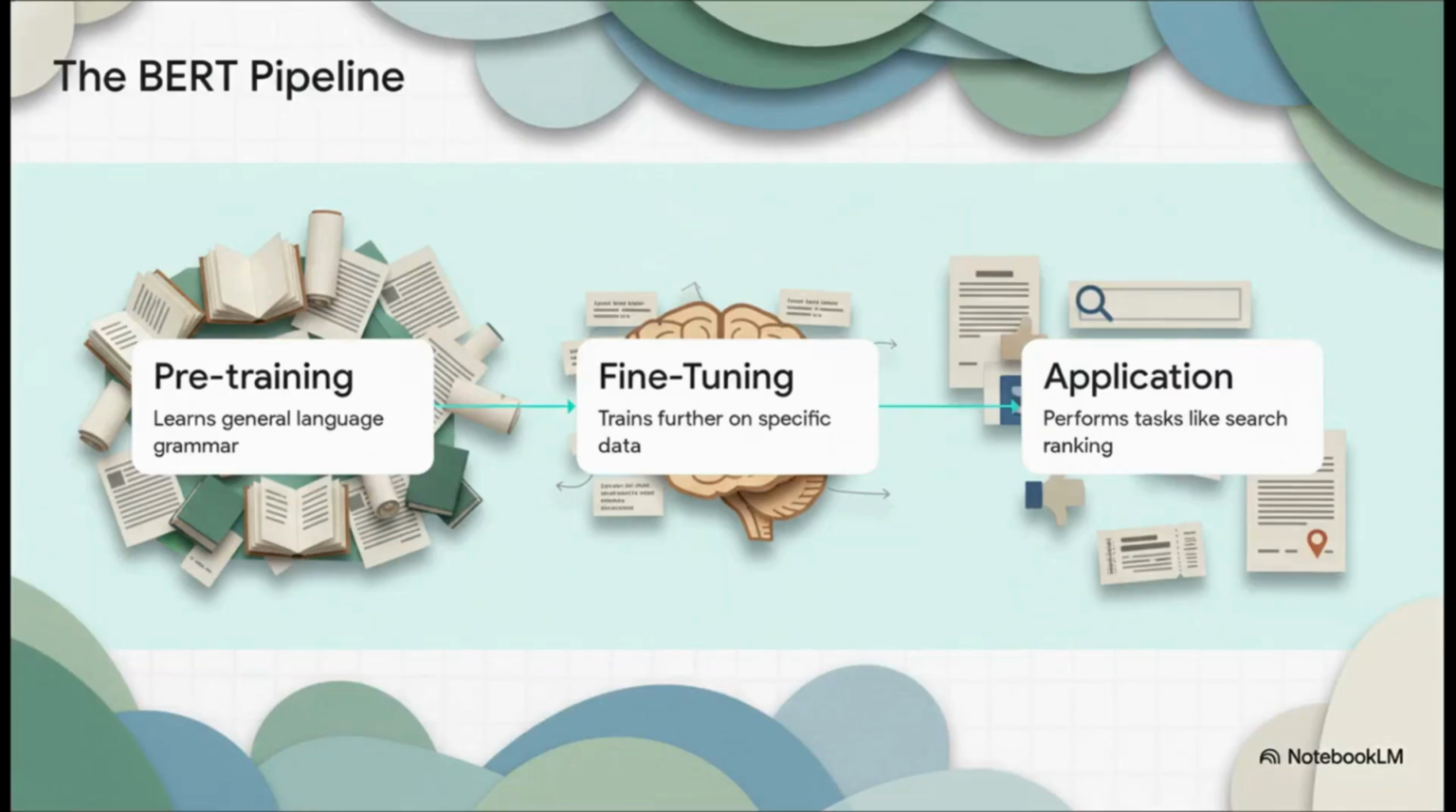In the real world, developers use a highly efficient pipeline. Step 1 is pre-training, where BERT reads massive amounts of text to learn general grammar and facts. Step 2 is fine-tuning.